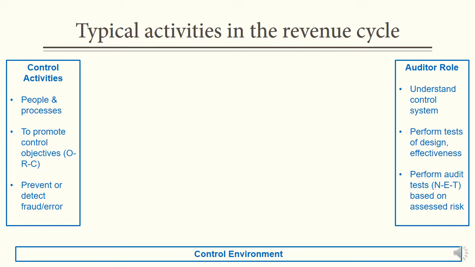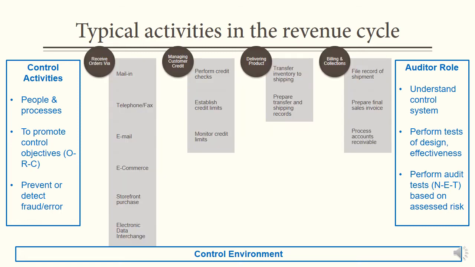So in this particular unit, we're looking at the revenue cycle, which involves receiving orders, managing customer credit, delivering the product to the customer, and billing and collections. We're covering this one because revenue and receivables are high risk. They're used in other functions like analysts predicting stock and firm performance, and they're subject to manipulation.